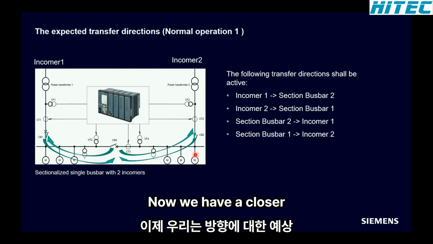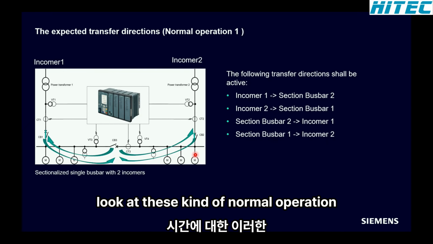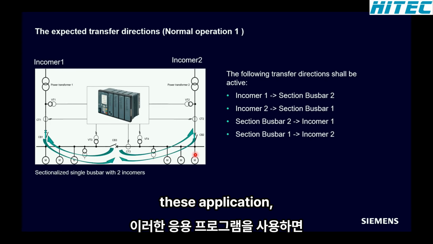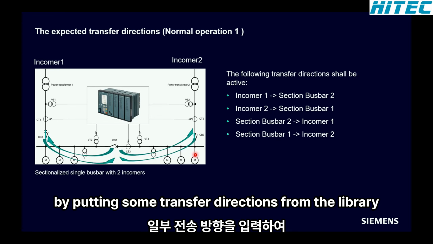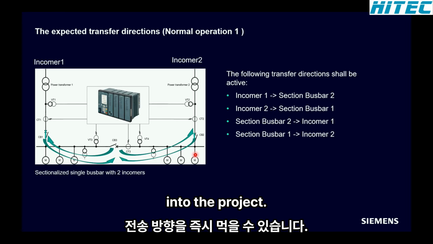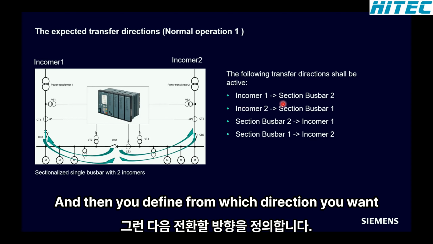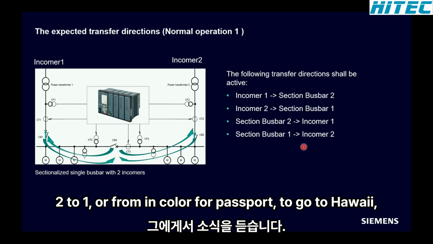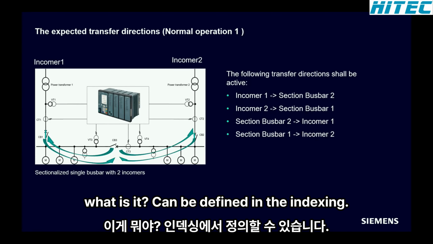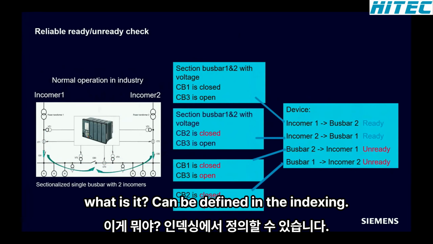Now we have a closer look at these kinds of normal operations, so the expected transfer direction in this application. So the following transfer direction shall be activated in the device. You can instantiate the transfer direction by putting some transfer directions from the library into the project, and then you define from which direction you want to switch. That means here from In 2 to busbar 2, from In 2 to busbar 1, or from busbar 2 to In 1, and so on. This can be defined in DIGSI.